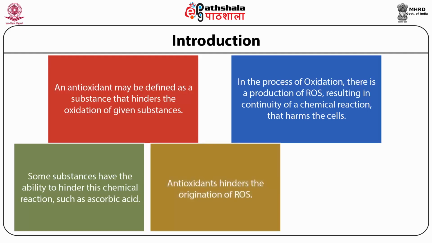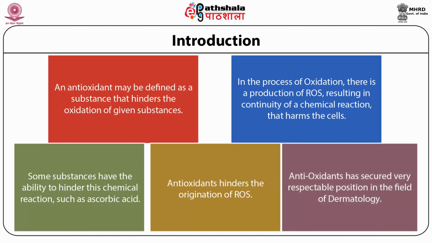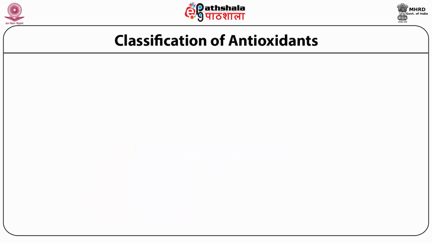In general, antioxidants also hinder origination of reactive oxygen species, besides hindering the propagation of chemical reaction. Antioxidants have secured a very respectable position in many fields of science, including medicine and in dermatological preparation. Classification of antioxidants. Antioxidants are classified as endogenous antioxidants and exogenous antioxidants. First, we take up the endogenous antioxidants.